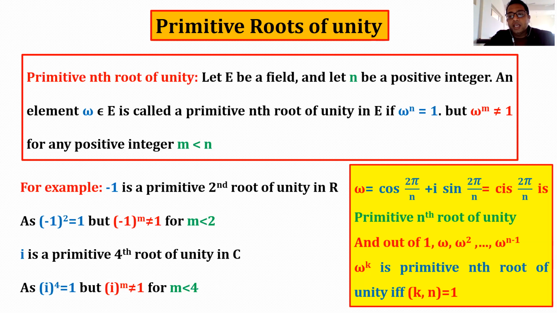Out of 1, omega, omega square and so on, up to omega n minus 1, omega raised to power k is a primitive nth root of unity if and only if GCD of k and n is equal to 1.